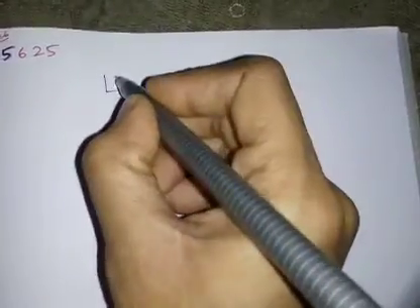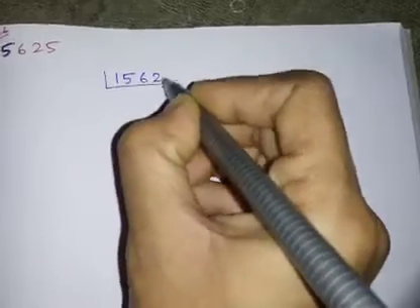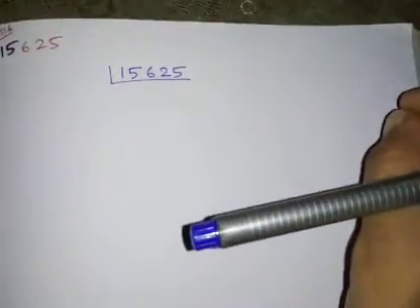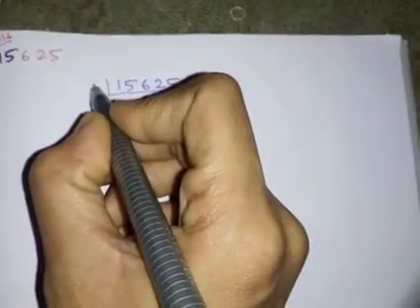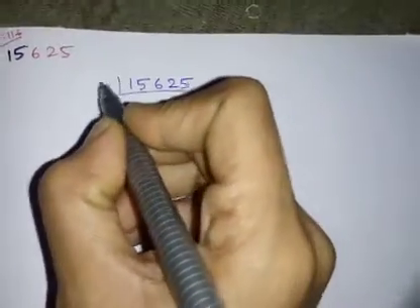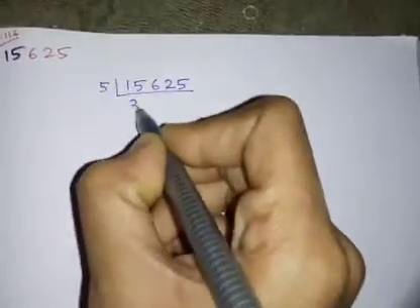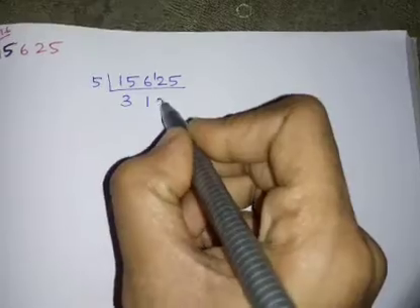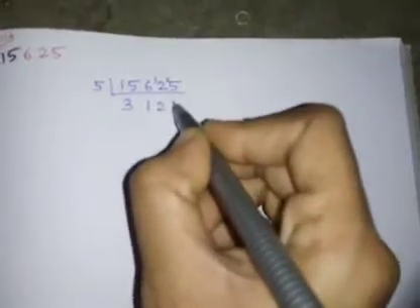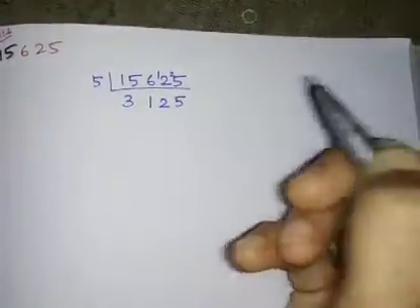I'm going to find the prime factorization of 15,625 first, in your fifth table. 5 3s are 15. Then 5 1s are 5, remainder 1. 5 2s are 10, remainder 2. 5 5s are 25.